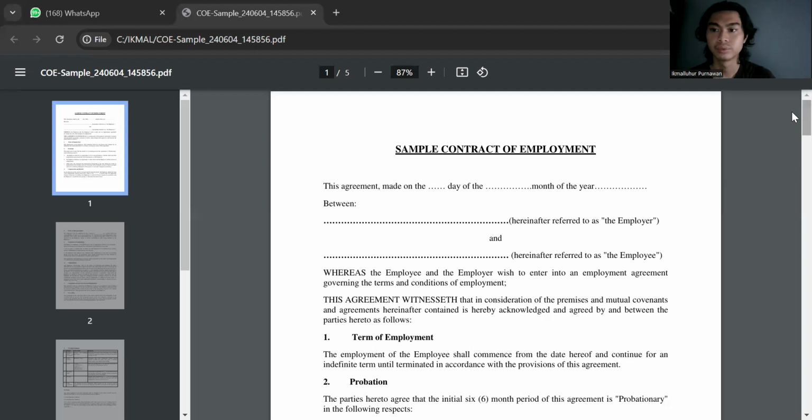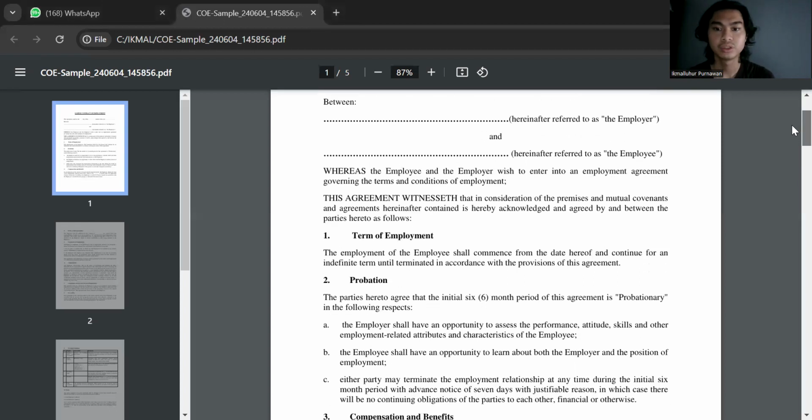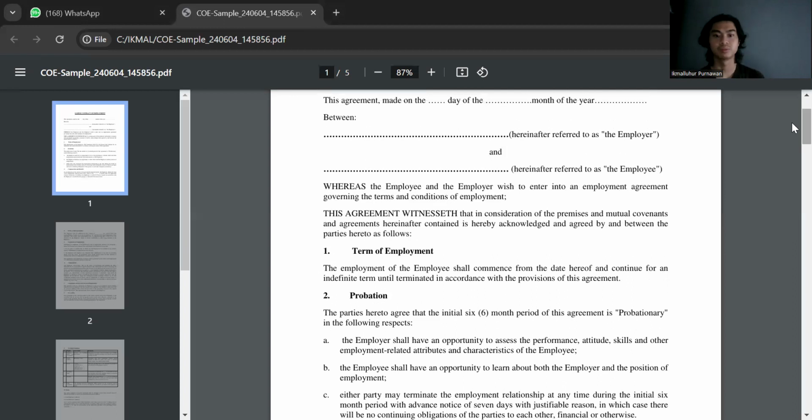Okay, so we move. Whereas the employee and the employer wish to enter into an employment agreement governing the terms and conditions of employment. This agreement witnessed that in consideration of the premises and mutual covenants and agreements hereinafter contained is hereby acknowledged and agreed by and between these parties hereto as follows. So there are so many agreements in this contract.